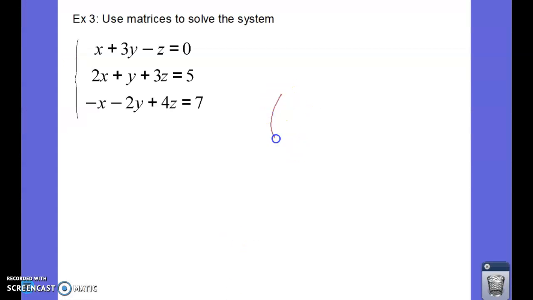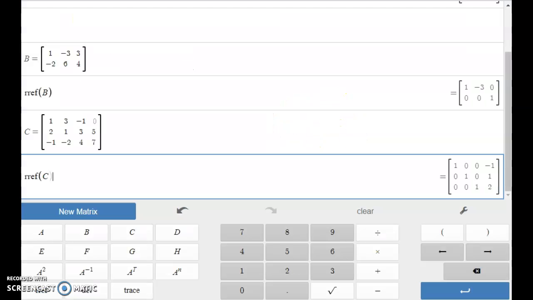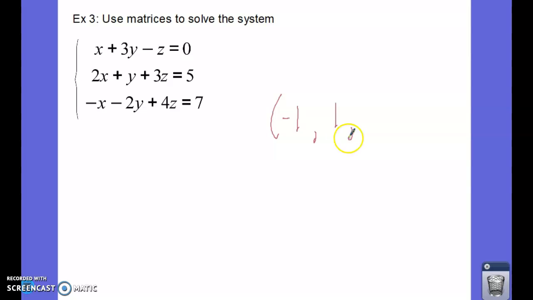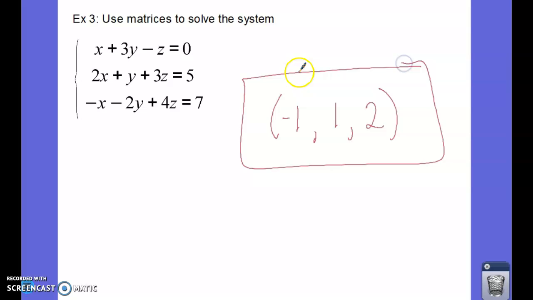And you can even write it as an ordered triple. -1, 1, I already forgot, 2. So play around with this. Double check that it's correct. -1 plus 3 is 2, minus 2 equals 0. It'll always work. Graphing calculators are your friend.